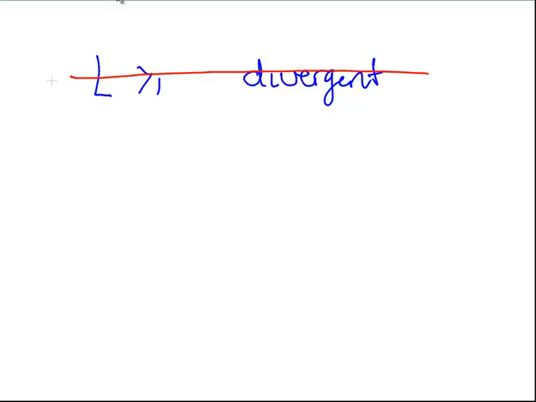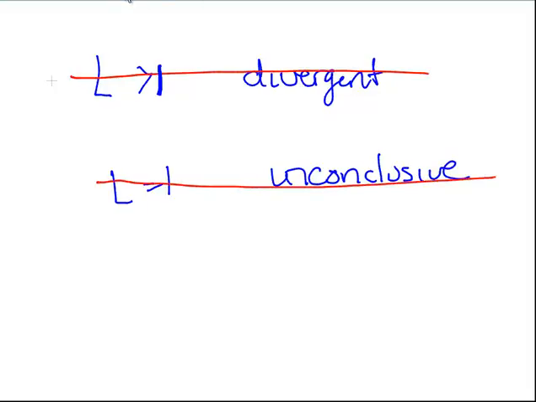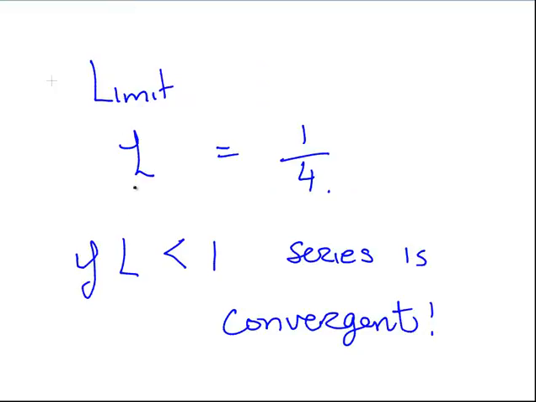The other possible options were L greater than 1, which would have been divergent. That's not the answer in this case, so we don't have to worry about that. And L equal to 1 would be inconclusive. We didn't get that either. We got the conclusion we were looking for. L is 1/4, so this series is convergent. So that's the ratio test.